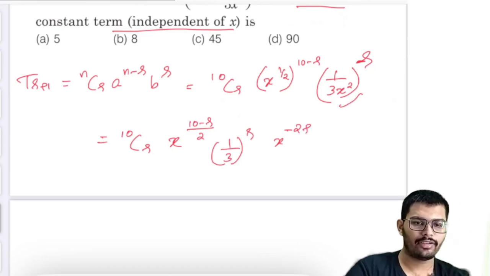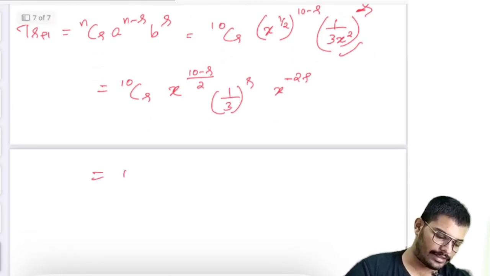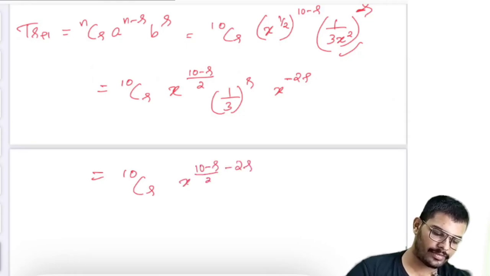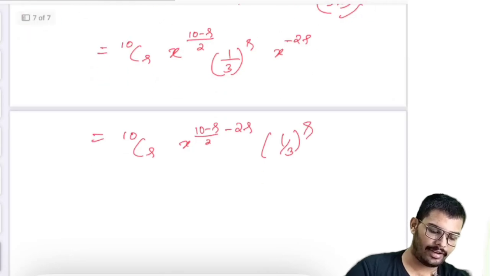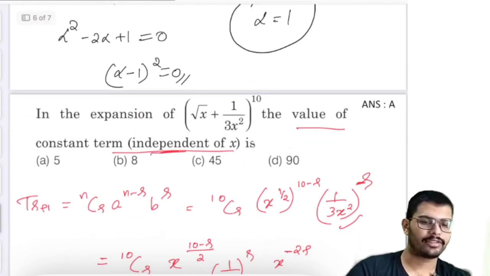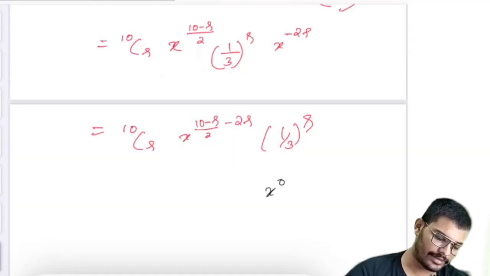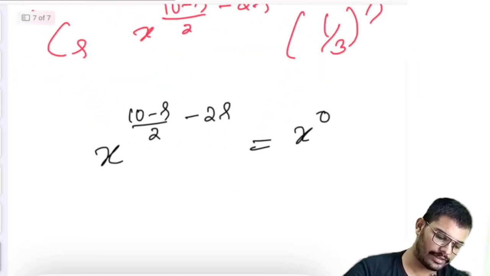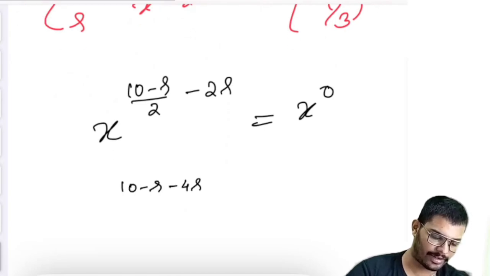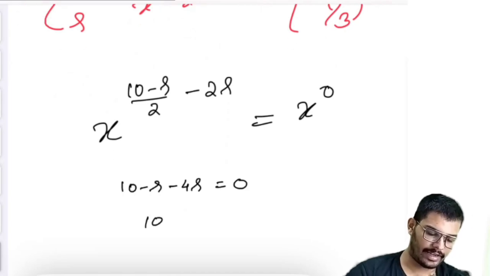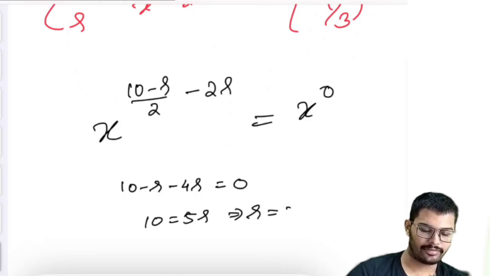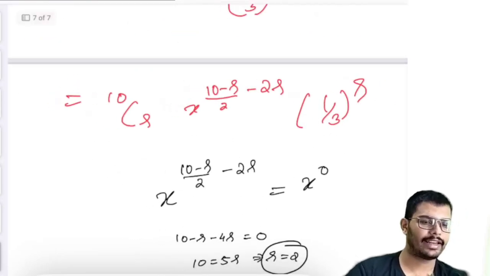This value I took in the numerator. Now this again you can write as 10CR x raised to 10 minus R by 2 minus 2R, into 1 by 3 the whole raised to R. Now what we need to find? We need to find the term, the constant term, independent of x. Independent of x means just equate the powers of x. X raised to 0 equals x raised to 10 minus R by 2 minus 2R. Now when you equate it, this will be 10 minus R minus 4R equals 0. That is 10 equals 5R, R equals 2. Which means when R equals 2, we will get the constant term.